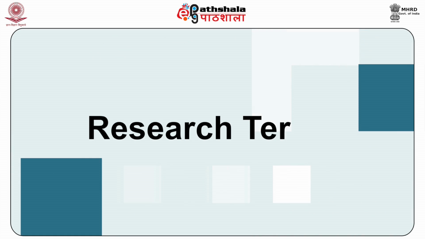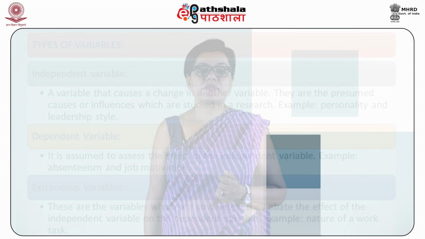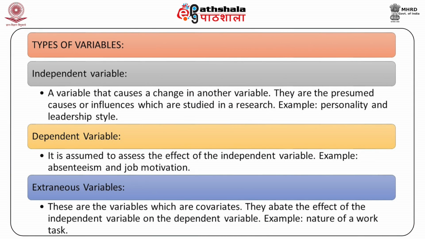Let's move on to the various research terms that you should be familiar with. Number one is that of a variable. Now, what is a variable? A variable is any general characteristic that is measurable and has different values. What are the different types of variables? First type is independent variable. A variable that causes a change in another variable. They are the presumed causes or influences which are studied in research. For example, personality and leadership style.